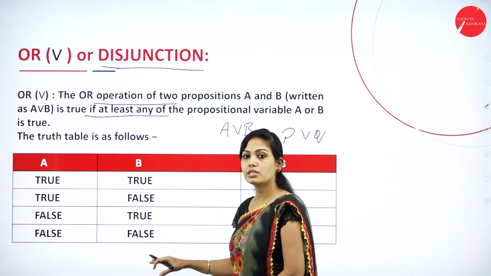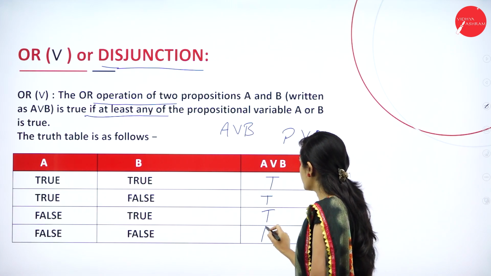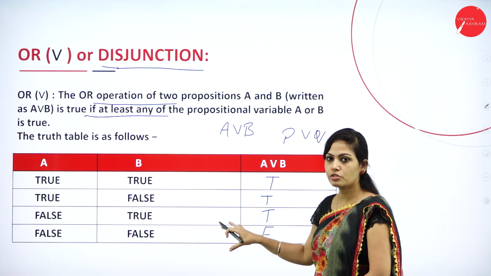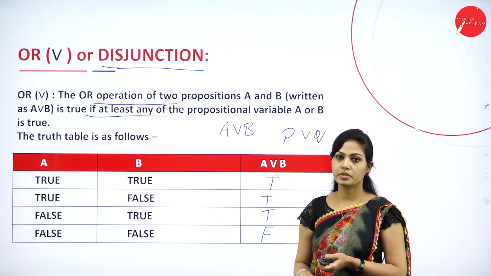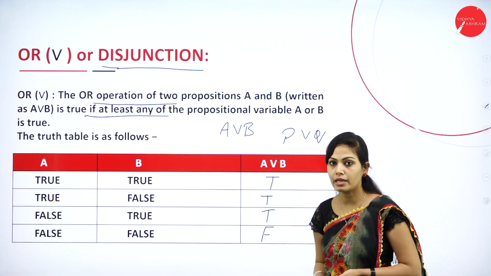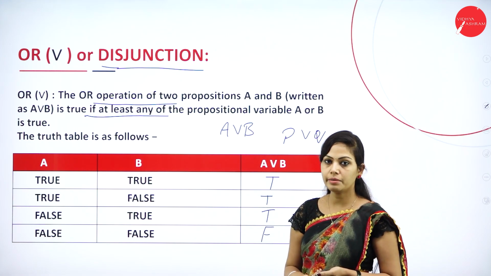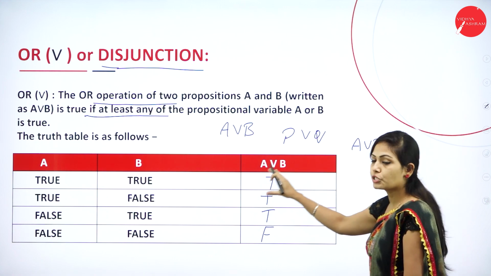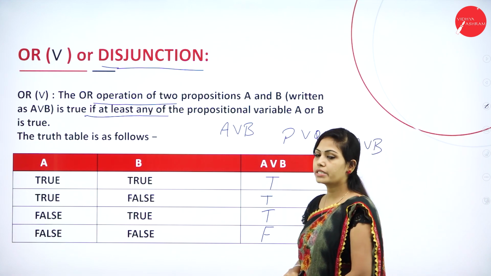So if both the conditions are false, it is also false. So this is your truth values for disjunction. This is called the truth values for variables A and B, that is A disjunction B. So this is the truth values. You have to write it in your exams.